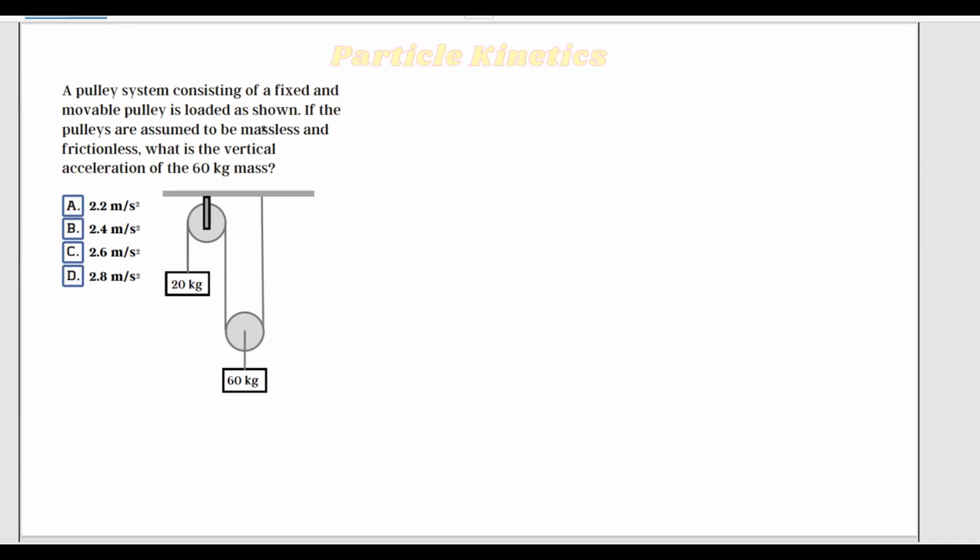A pulley system consisting of a fixed and movable pulley is loaded as shown. If the pulleys are assumed to be massless and frictionless, what is the vertical acceleration of the 60 kilogram mass? It's a very important note to make that the pulleys are massless and frictionless. This means that the tension in the string is going to be constant everywhere. We're going to have T here. We're going to have T on the other side as well.